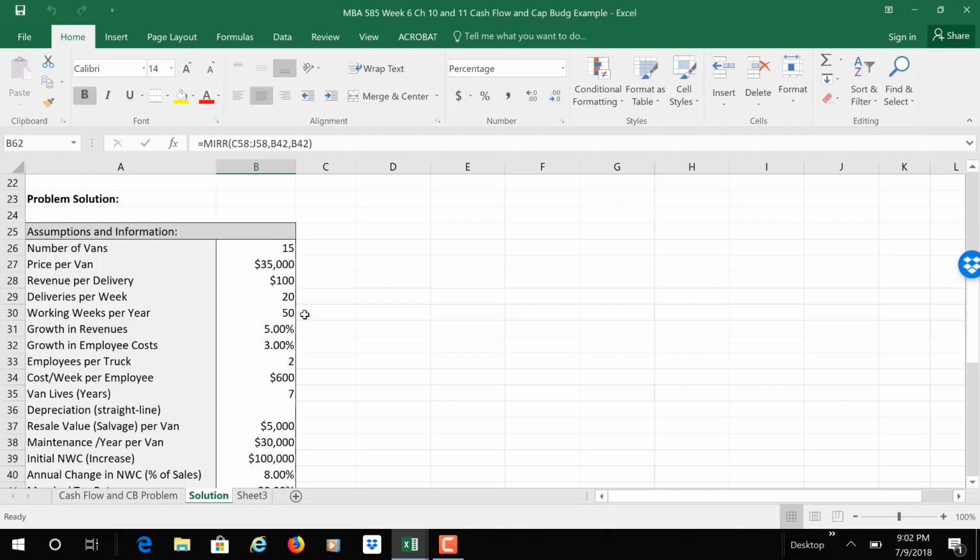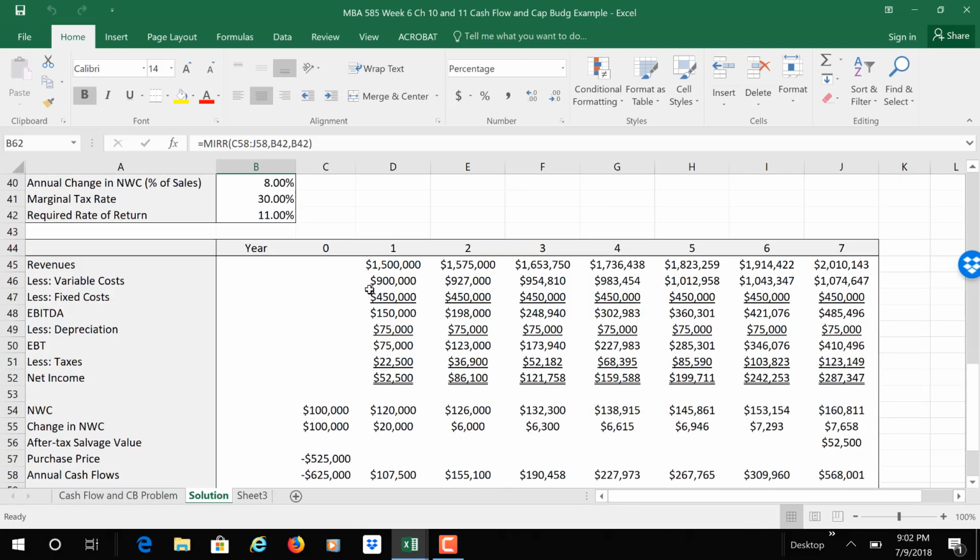We assume that we have 15 vans. So 15 vans, each making 20 deliveries a week, each doing that for 50 weeks of the year and making $100 each time. We multiply those numbers together, and we're going to get revenues of $1.5 million for this project.